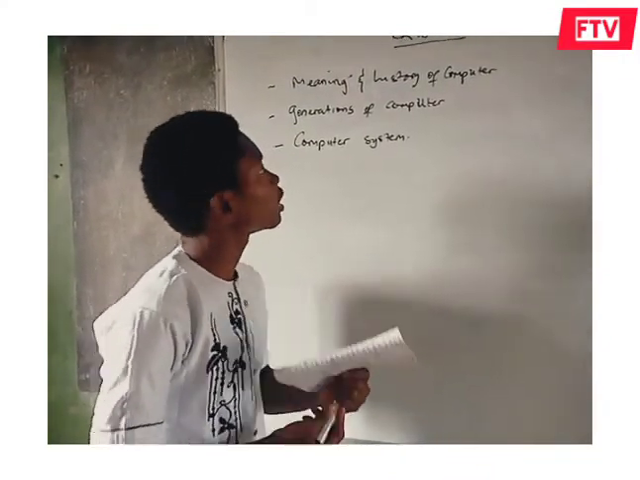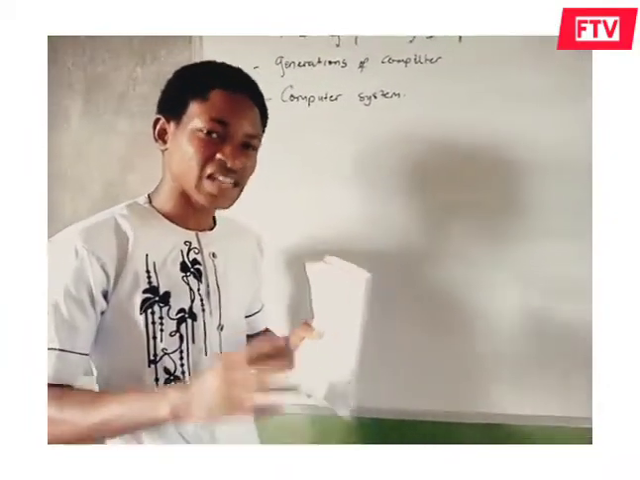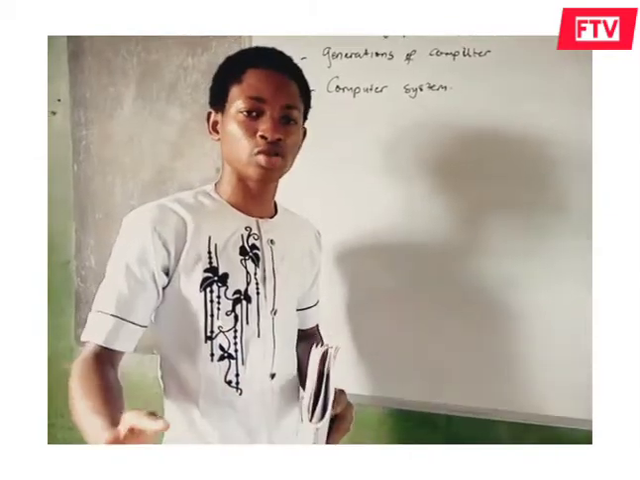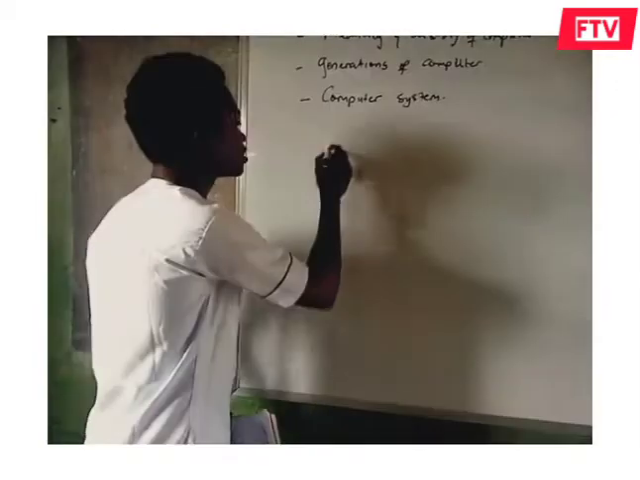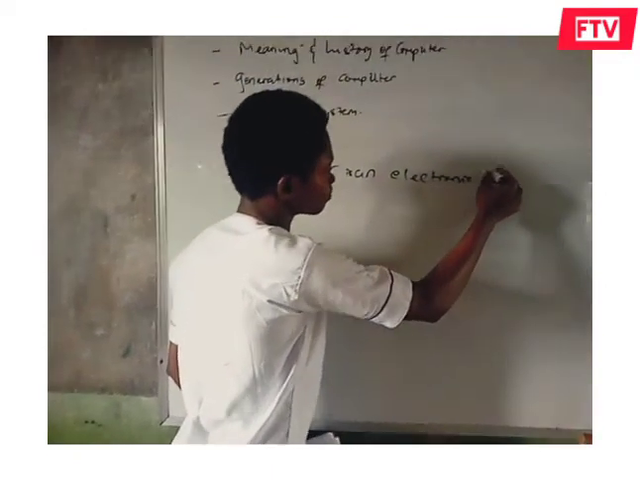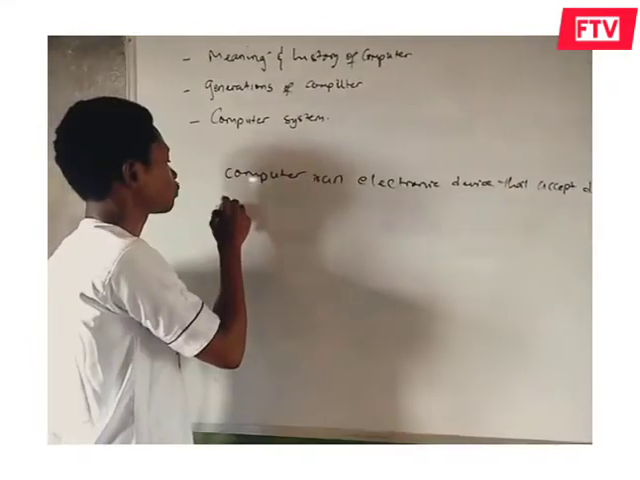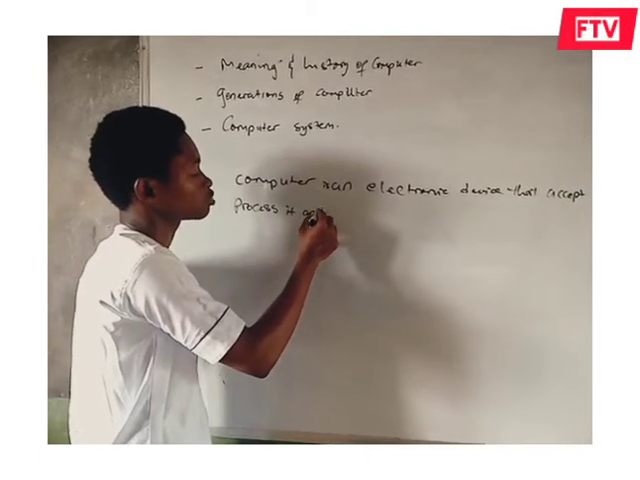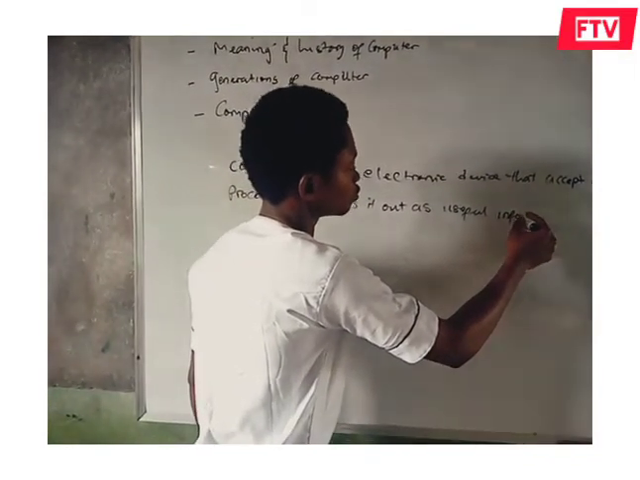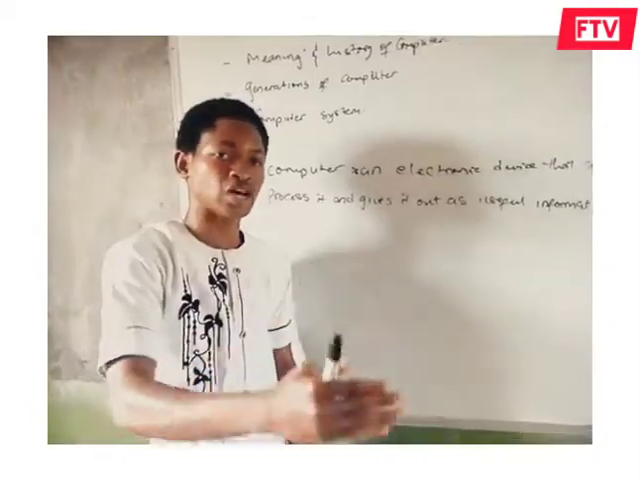So now the first one, meaning and history of computer. We all know what a computer is, but I'd like to just brush on the definition. A computer is an electronic device that accepts data, processes it, and gives it out as useful information. And if it is networked, it can pass the information from one user to another user. That's what a computer is all about.